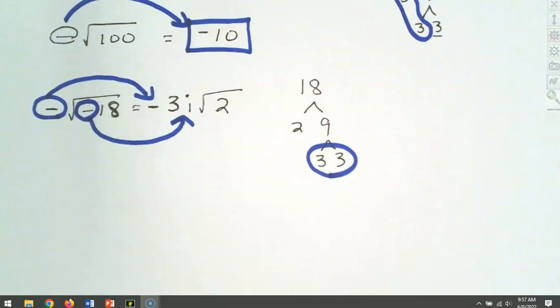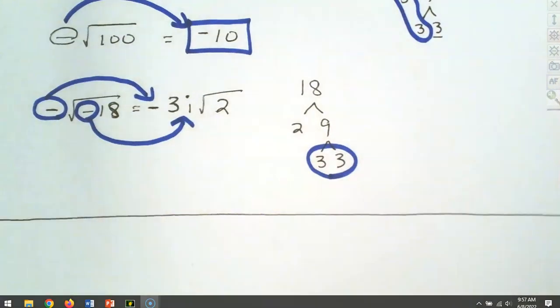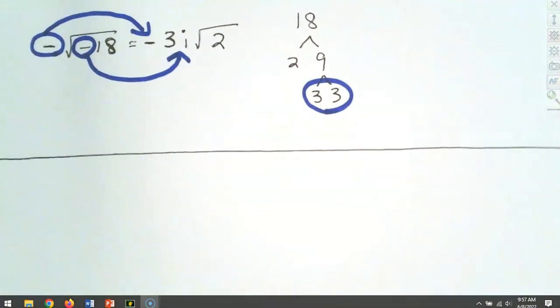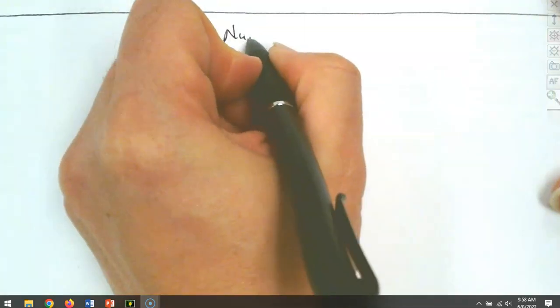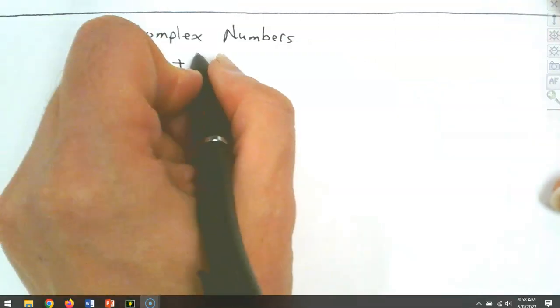So that's a little bit of a review about how to work with square roots and imaginary numbers. Now let's talk about these new types of numbers. These new types of numbers are going to be called complex numbers. So remember, in previous courses, we only worked with real numbers, right? We didn't do anything with imaginary components. When we add in the imaginary components, we get what are called complex numbers. And complex numbers look like a plus bi.